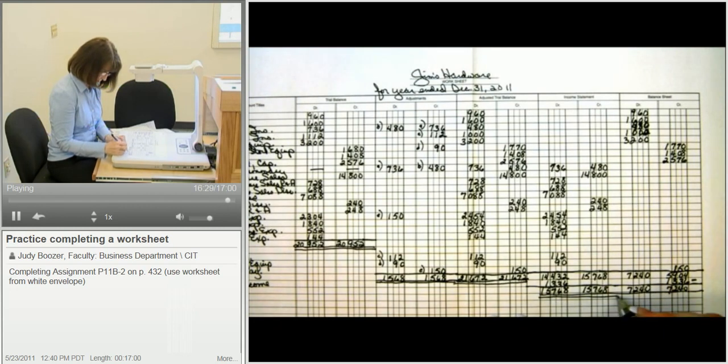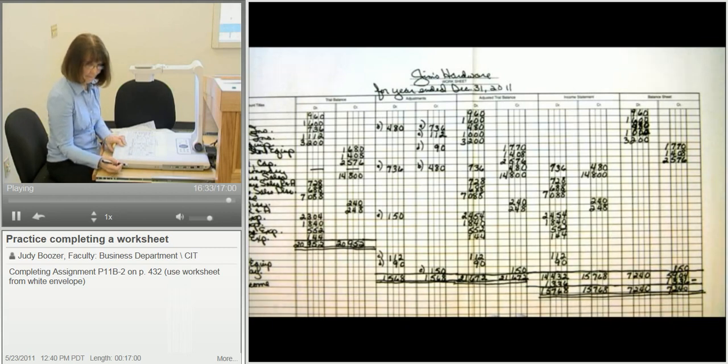Why do you bring the 59.04 down instead of just adding it up and coming up with a subtotal? This is a subtotal before you add in your net income. So that is the completion of the worksheet. Now from this information, you could create all of your financial statements.